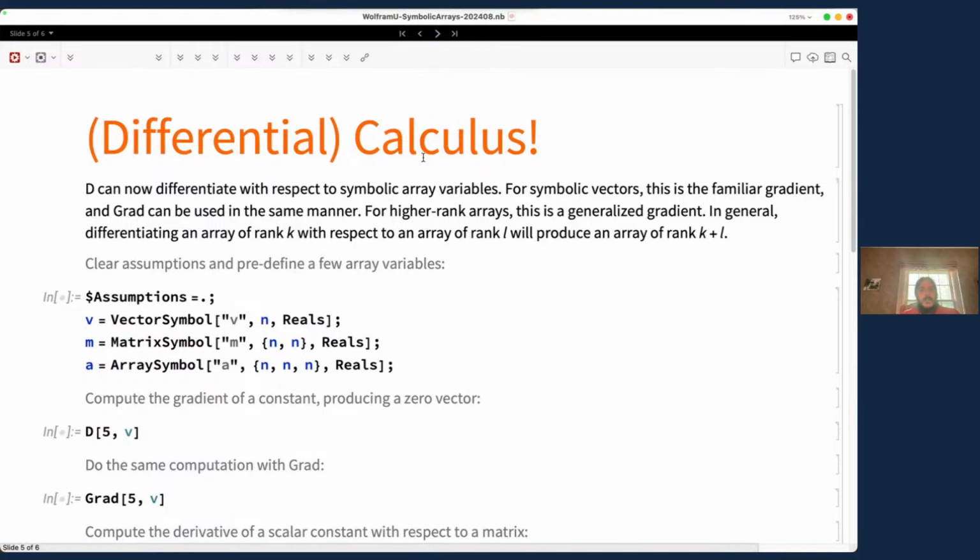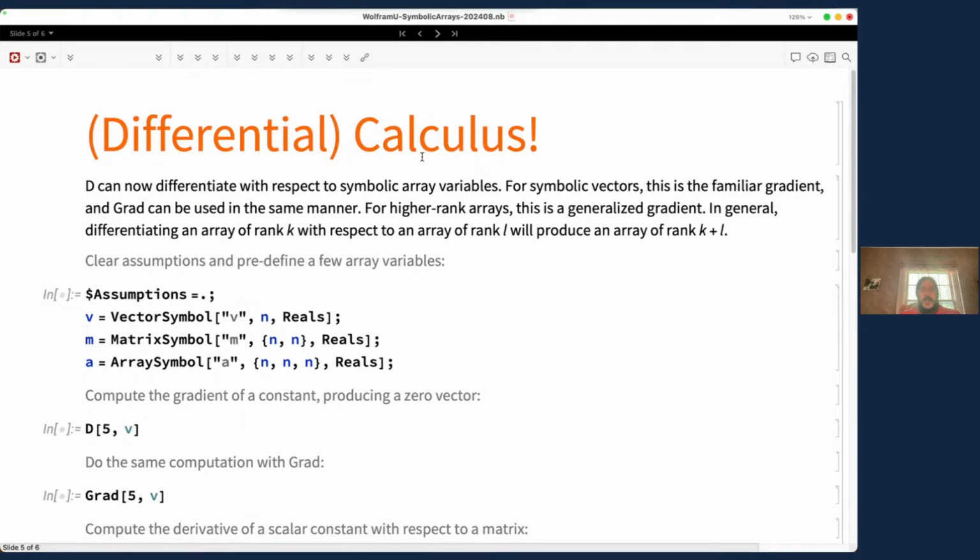So with all those preliminaries, we can talk about differential calculus. D can now differentiate with respect to symbolic array variables. For symbolic vectors, this is the familiar gradient, and grad can be used in the same manner. For higher rank arrays, this is a generalized gradient. And in general, if you differentiate an array of rank K with respect to an array of rank L, you'll get an answer which has rank K plus L.